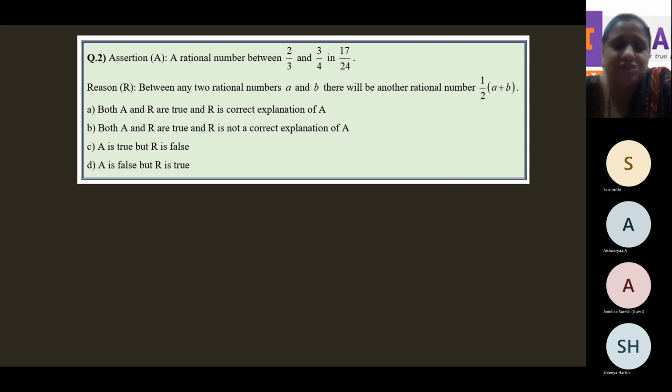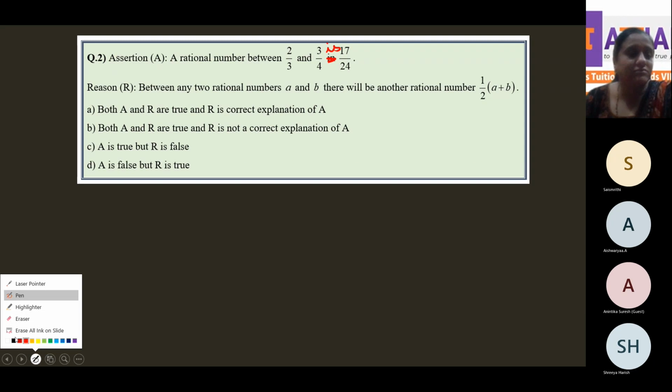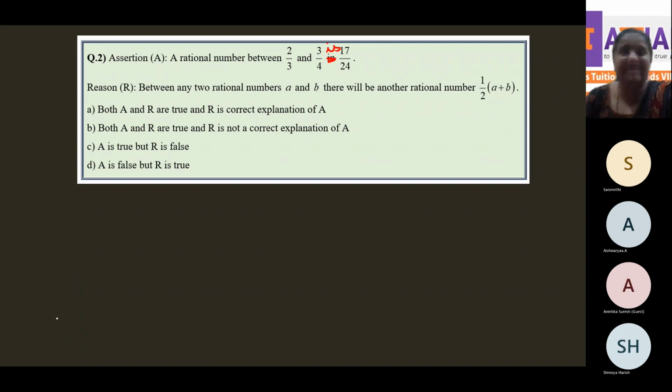Assertion: a rational number between 2 by 3 and 3 by 4 is, sorry, 17 by 24. Now you'll ask me, how do I know if 17 by 24 is between 2 by 3 and 3 by 4? Do you all have that question? Shall I explain that? Ma'am, I know how. Yeah, tell me.